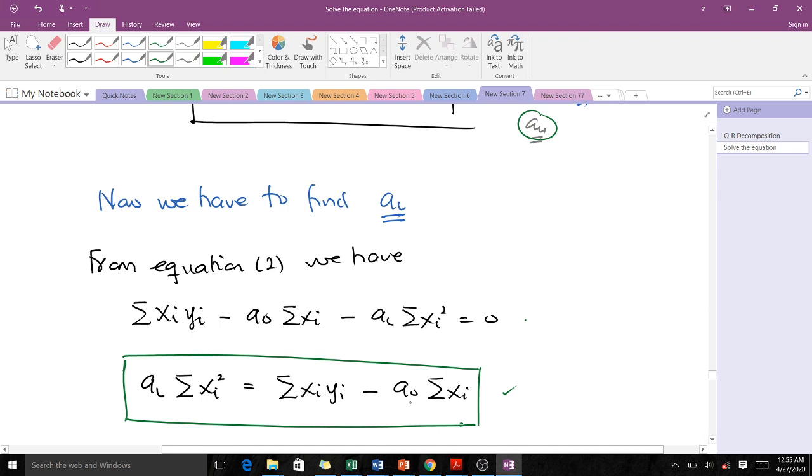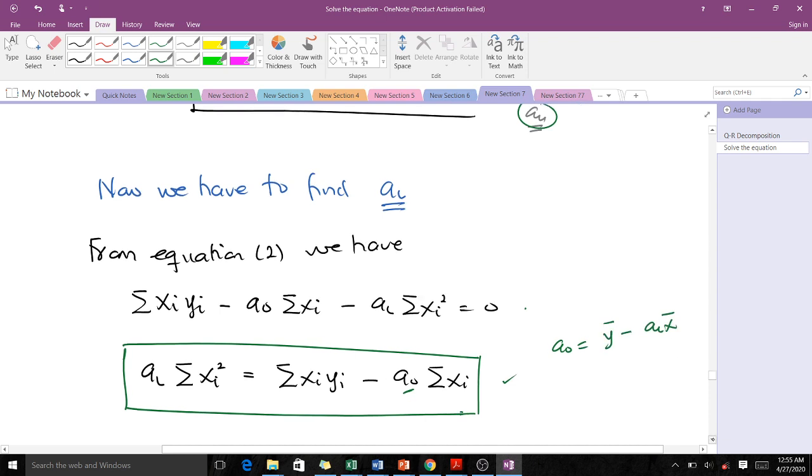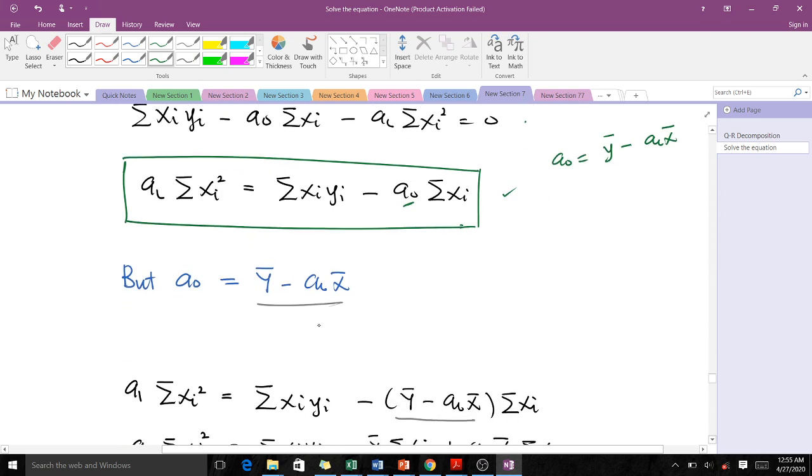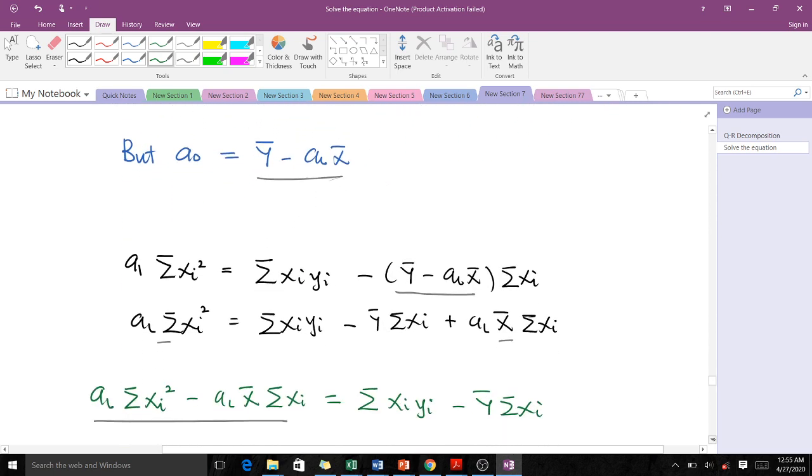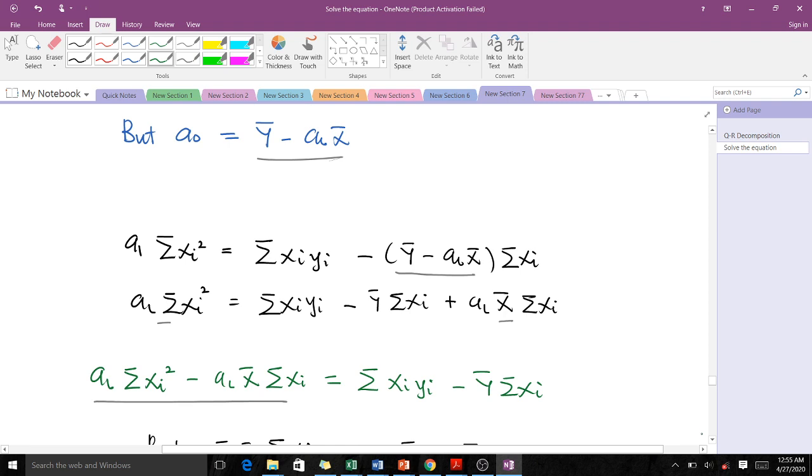The next thing we do is that we have E naught here, but we have found our E naught to be y bar minus E1 x bar. Then we can make substitution. When you make substitution, that means wherever we find our E1 in E naught, we are going to put this there. So that's what you can see here. When we expand it, we get something like this.